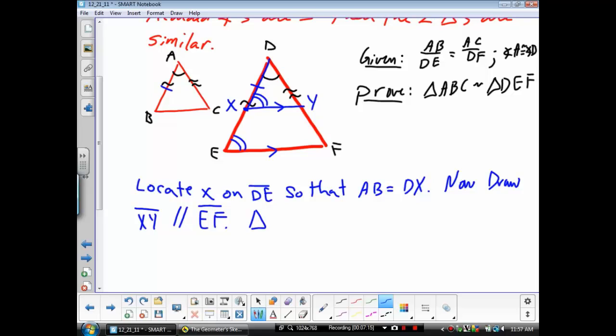So triangle DXY is similar to triangle DEF, because corresponding angles of parallel lines are congruent. I'll say by postulate 15 first, or by the angle-angle similarity postulate. Because corresponding angles of parallel lines are congruent. I'll mark this other angle as well.